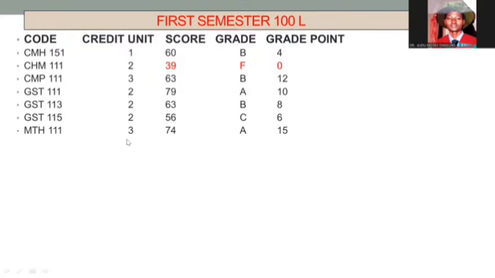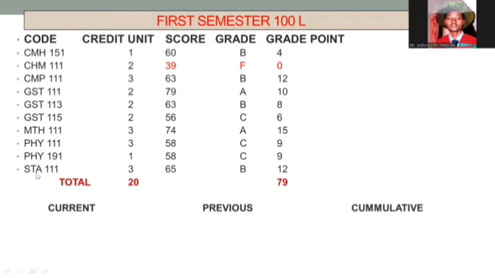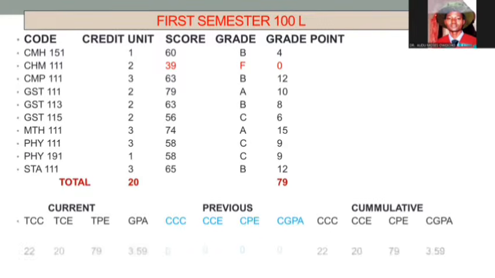Then for another course, MTH 111 is a 3 credit unit, score 74, which is A. The point earned is 15. Another course, 3 units, score 58, which is C. The point earned is 9. For another course, say 1 unit, score 58, which is C. The point earned is 3. For another course, STA 111, 3 credit unit, the score 65, the grade is B, the total point is 12.